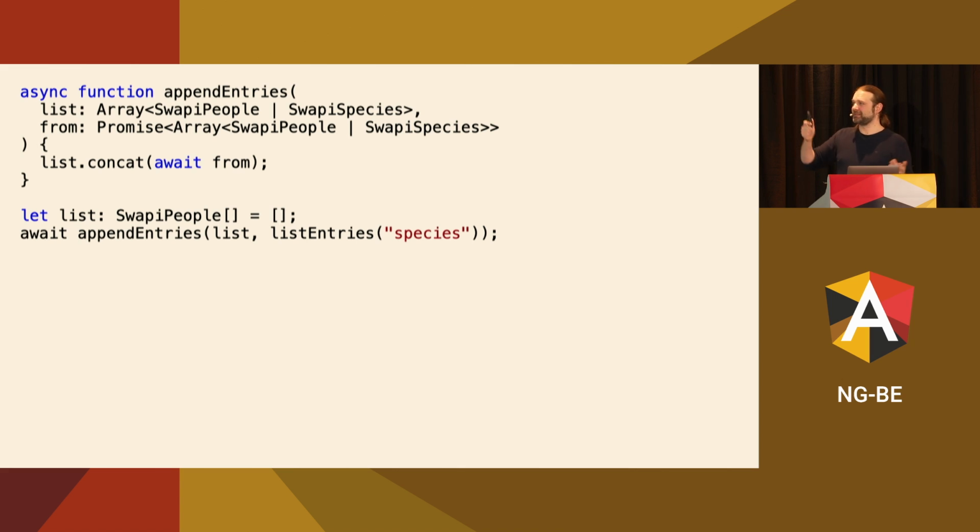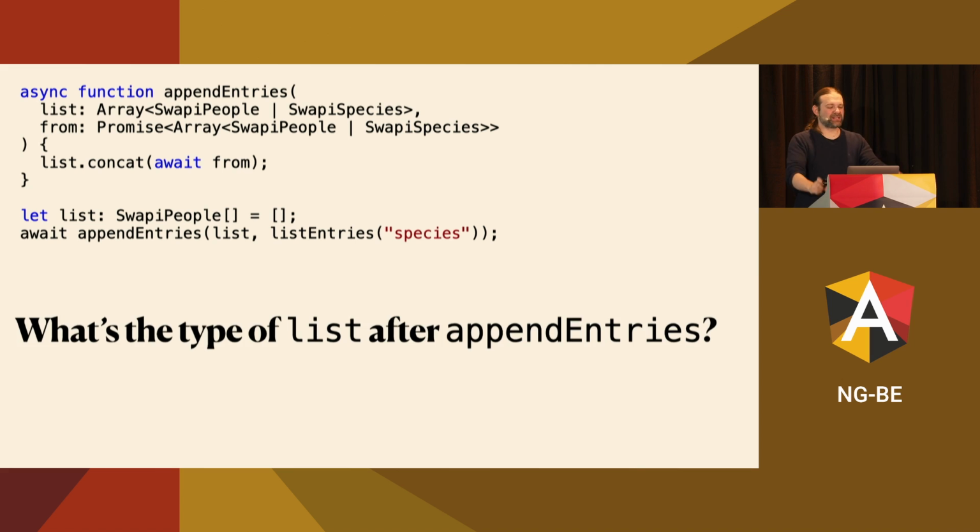Then I use it. I have let list is swappy people. I'm creating a new array of people, and then I call append entries list, and I concatenate species to it. So the question to the audience, what's the type of list after append entries? Any idea? It's still people. I just appended species to it, but the type is still people.